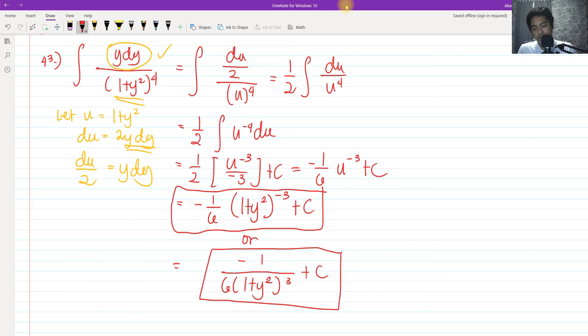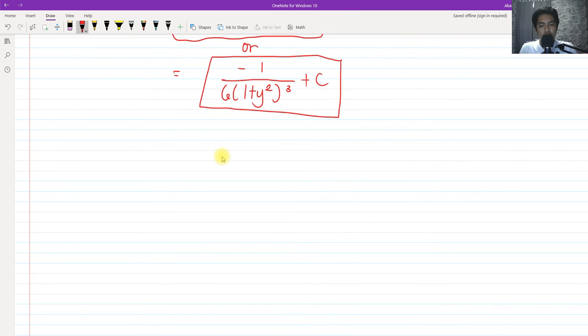Yeah, so that is for our number 43 problem. Number 44. We have the integral of (v + 3) all over (v - 1) dv. So this is a little bit, let's say, tricky, because we need to rewrite this integral before we can actually integrate this.